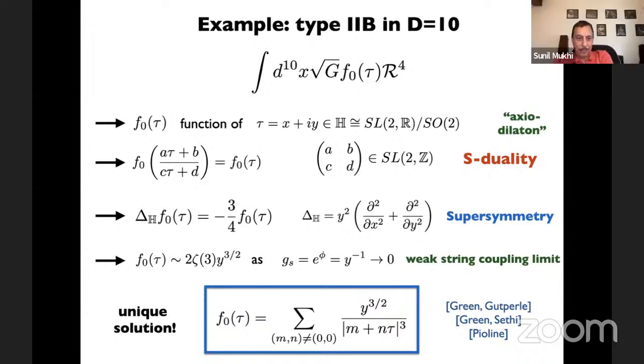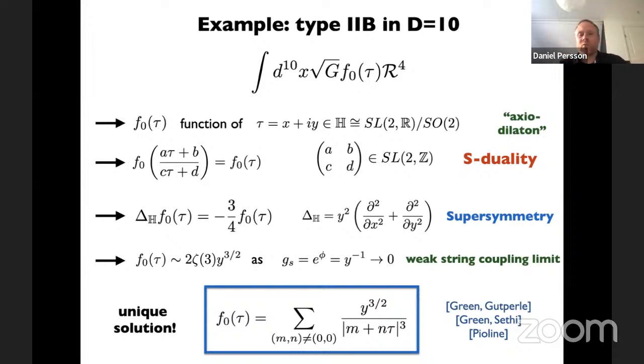Thank you. Okay, thanks. So you can find that there is a unique solution to these conditions, which is given by this double sum over two integers. This was first pointed out by Green-Gutperle. Green-Sethi continued the analysis. And also Pioline later confirmed, because, as I might mention later, there is this slight question of whether there could be other so-called cusp forms contributing that would not spoil the leading behavior in the limit, but there are actually no cusp forms in this situation.